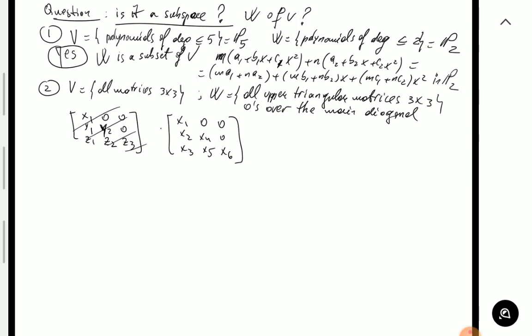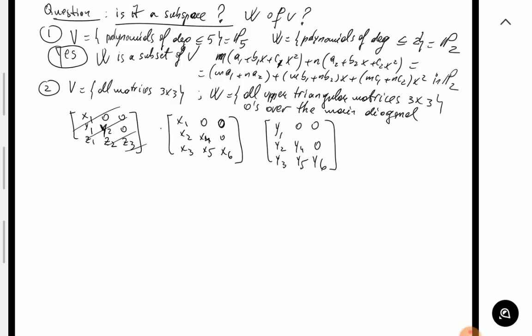That's not ideal, but I think it's better. So the idea is that you have all entries arbitrary except the elements over the main diagonal, which should be all zeros. And then let's take another one, and I'm going to use y. Let's say you have y1, 0, 0, y2, y3, 0, y4, y5, y6.